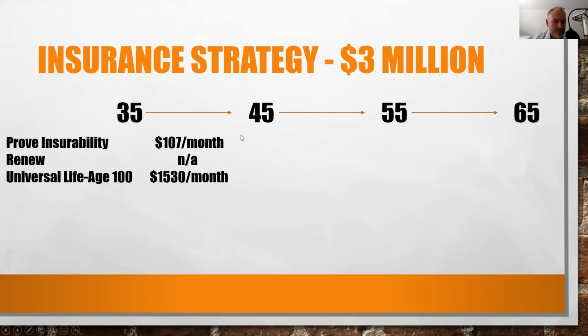So what happens 10 years later at age 45? Well, if I can prove insurability again, and I can prove I'm healthy, I can actually get the next set of cheapest rates.